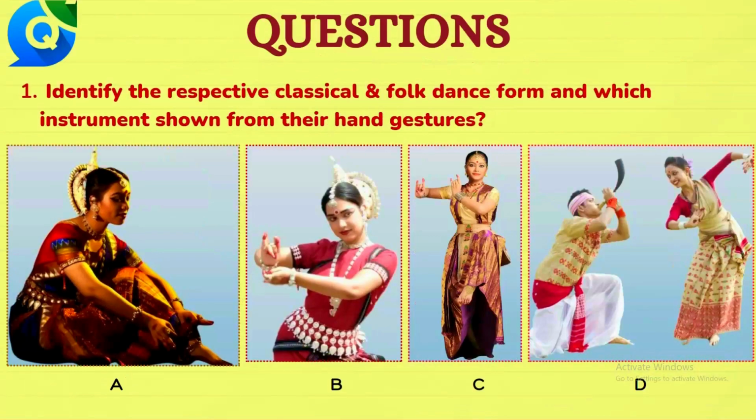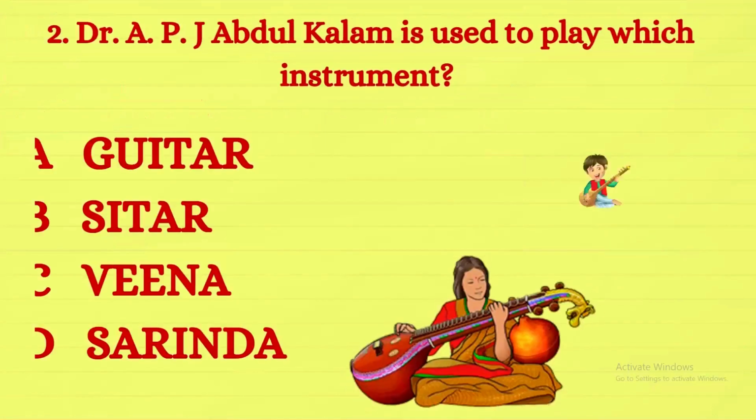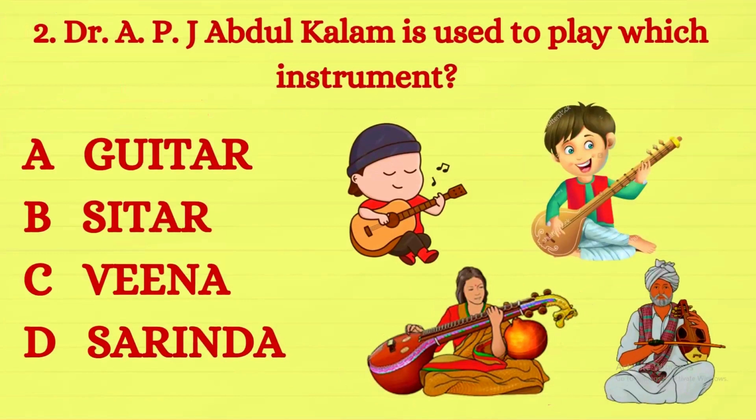Next will be the exercise questions, which you have to solve. There are two questions. First one, identify the respective classical and folk dance form and which instrument is shown from their hand gestures. Please follow that and put your answer in the comment section. In the last slide, you will also get the answers to those questions. Next question is, Dr. APJ Abdul Kalam used to play which instrument? Guitar, sitar, veena, sarinda. Now, the answer slide.